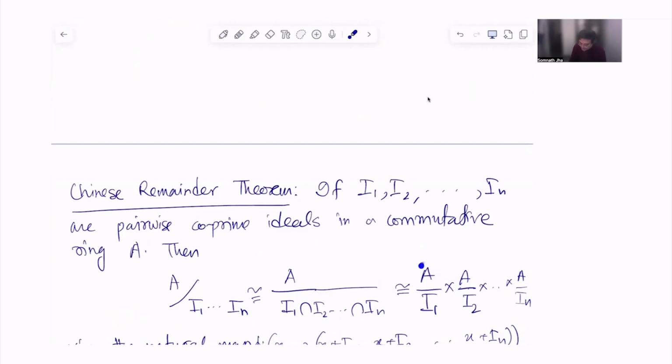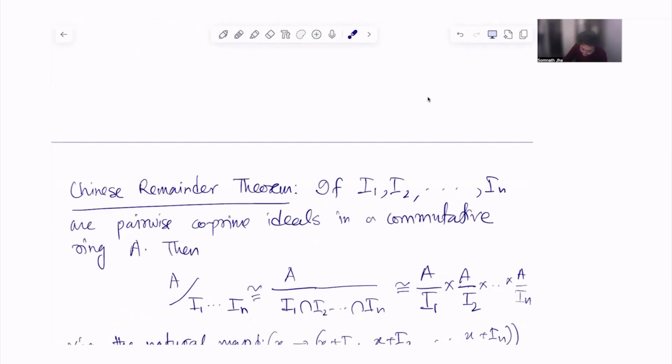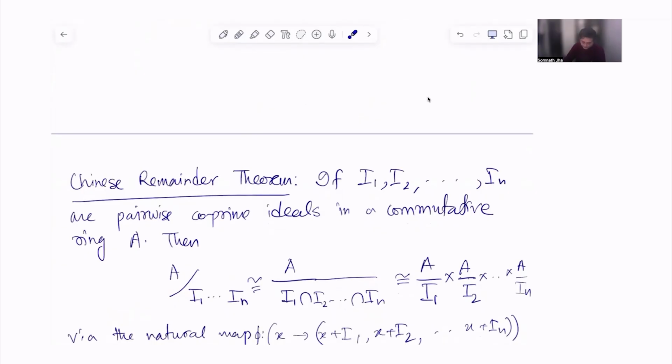I1 is an ideal in A, so you can define the ring A mod I1. I2 is an ideal in A, so you can define the quotient ring A mod I2. You can take their product, so this is a ring, and similarly A mod In we can consider. Inductively we can define, or we can directly define as n-tuples with component-wise addition and multiplication, the product of rings. So all these rings are isomorphic.